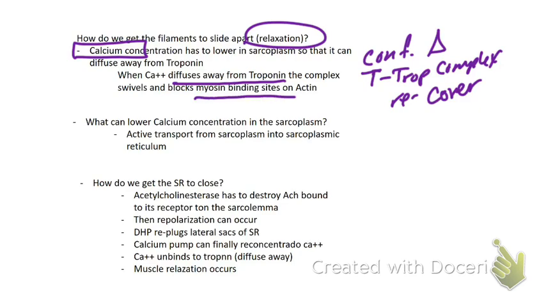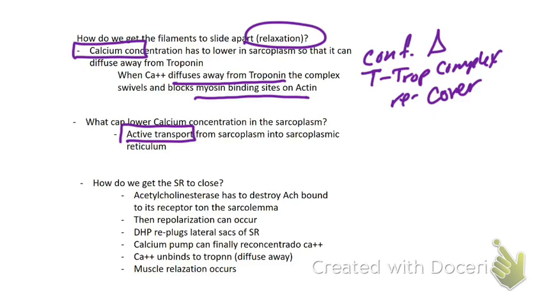And once those binding sites are blocked, now finally we're going to get a relaxation. So we have to talk about how we are going to lower the calcium concentration. Remember, the calcium concentration is being maintained by active transport. The calcium levels in the sarcoplasm are being maintained by active transport. So that pump is always running, whether we're contracting or relaxing. When we unplug the SR, the pump isn't strong enough to counteract the hole, so this SR is draining.